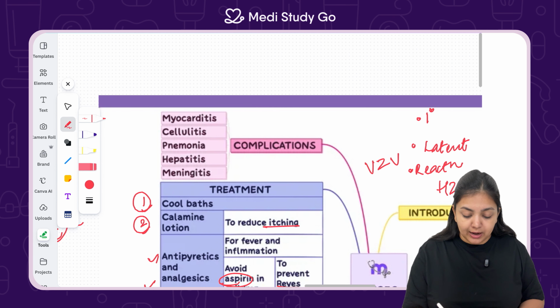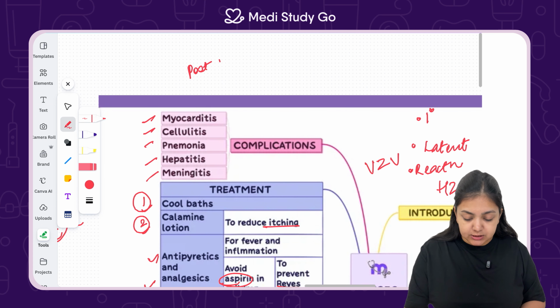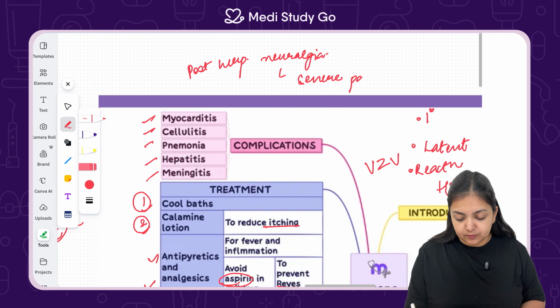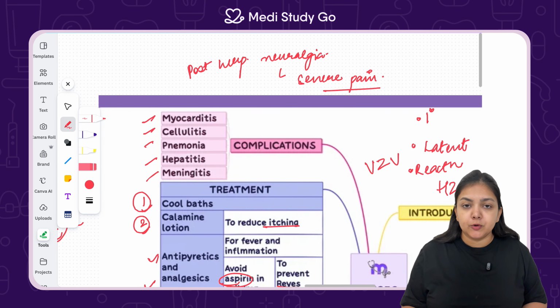It can lead to myocarditis, cellulitis, pneumonia, hepatitis and meningitis, which is basically inflammation of all other organ systems. Other than this, there can be postherpetic neuralgia, which we studied is the third stage of this disease, and it can lead to severe pain. So this is how you can easily wrap up the topic of herpes zoster in under 2 mind map pages itself.